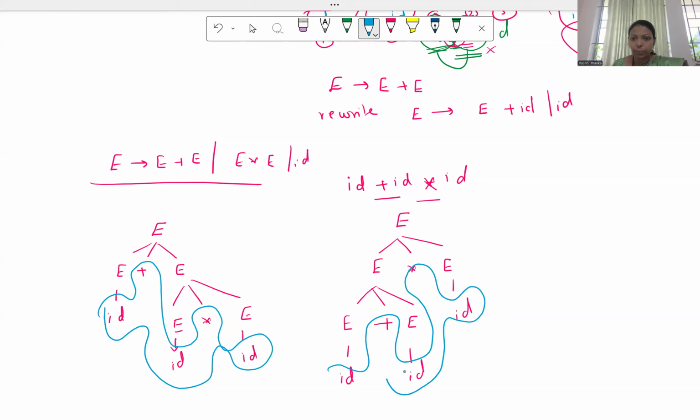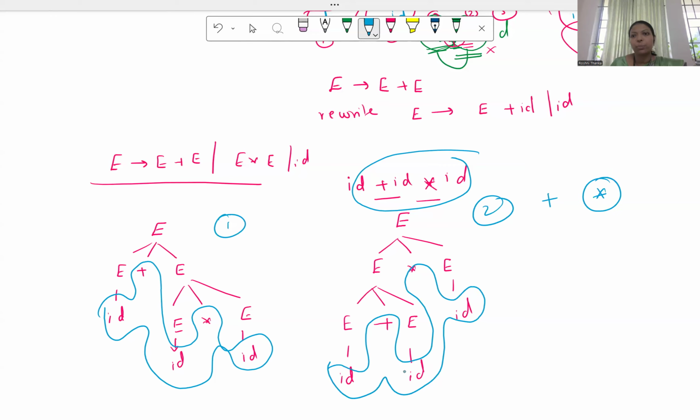But if you look closely at both parse trees, they are different. This is one kind of parse tree, this is another kind of parse tree. That is why we call it ambiguous, right? Because I have more than one parse tree to derive the same output. Now we have to find which one is correct. Since plus has lower precedence when compared to star, which operation should be done first? Multiplication. So look at both parse trees. In which parse tree is the multiplication done first?